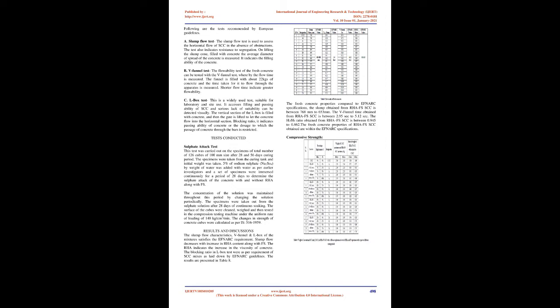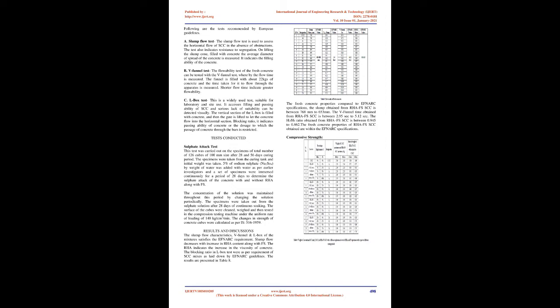B, V-funnel test. The flowability of the fresh concrete can be tested with the V-funnel test, whereby the flow time is measured. The funnel is filled with about 2 kgs of concrete and the time taken for it to flow through the apparatus is measured. Shorter flow time indicates greater flowability.